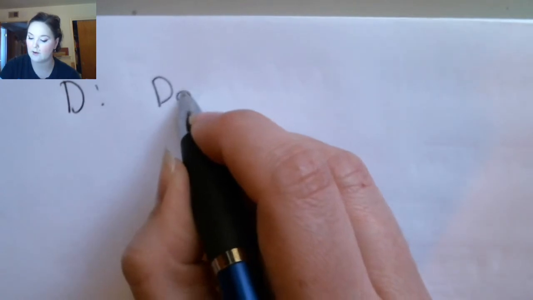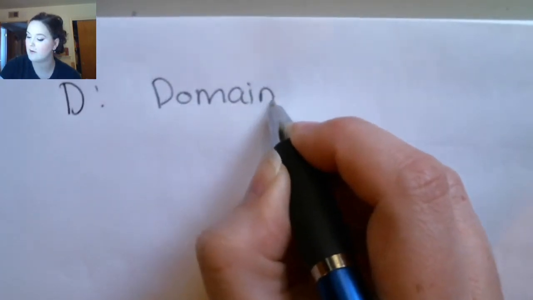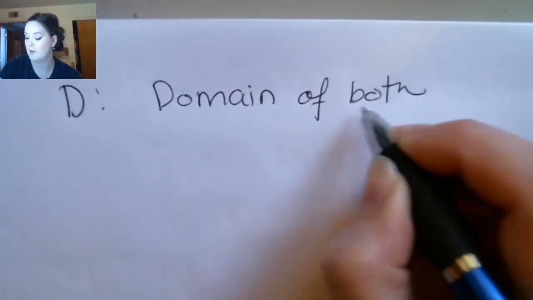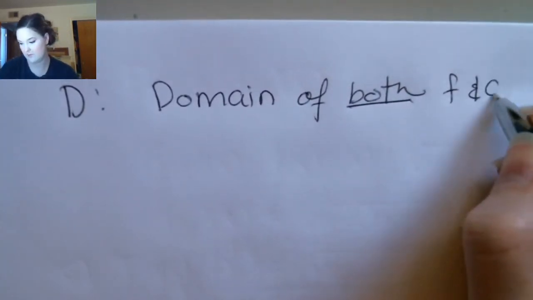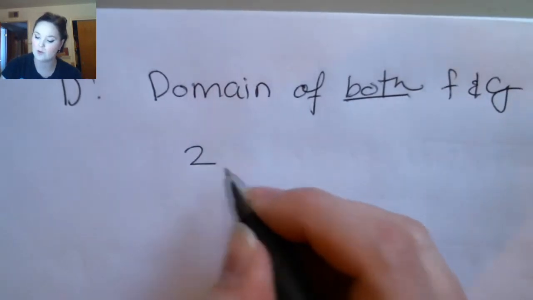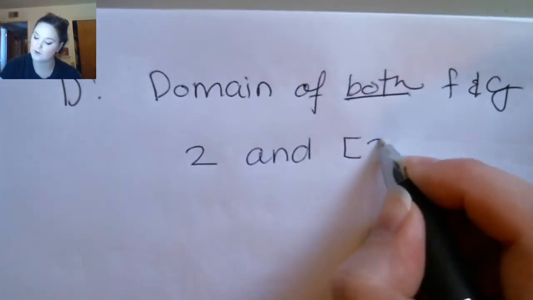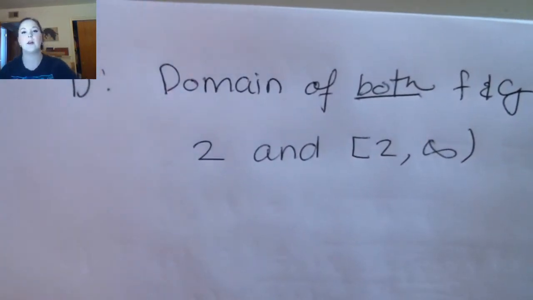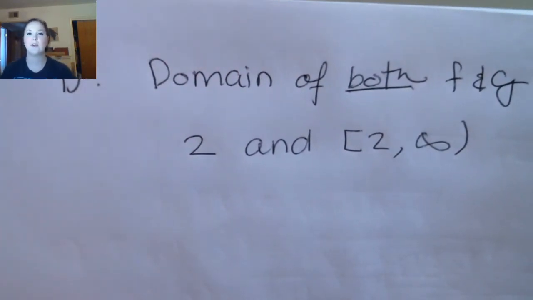Okay, so let's think about the domain. Remember, the domain doesn't really depend on what it simplifies to. The domain depends on the original two functions. So the things that we're starting with are things that are in the domain of both functions. Remember that was an interval 2 to infinity. The only thing we're going to leave out of that is anything that makes 0 in the denominator.